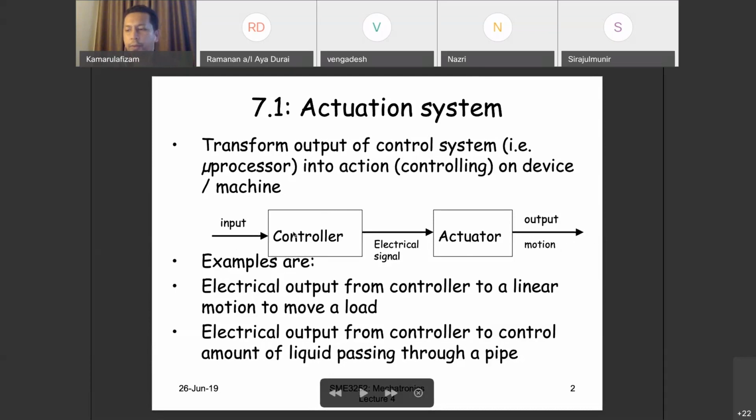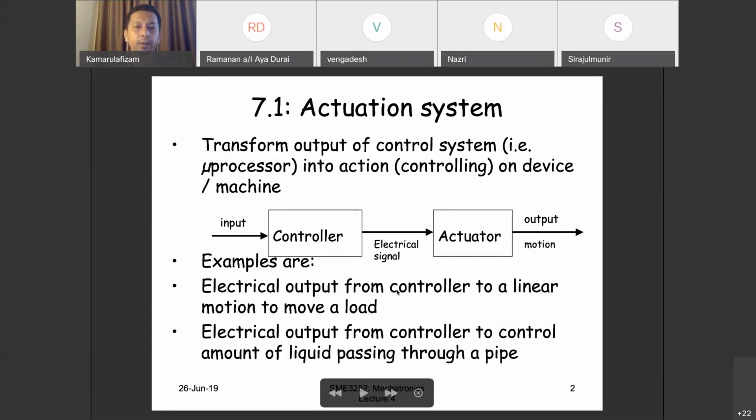Below there is a small example. The controller is basically our microprocessor, the same goes for Arduino, and this is our input signal that comes from any sensor. From the controller, it will give an electrical signal, which can be voltage, current and impedance. Then the actuator gives the output motion. The actuator is basically hydraulic or pneumatic. In your submarine project, the controller is your Arduino and your actuator is basically your air pump or water pump.